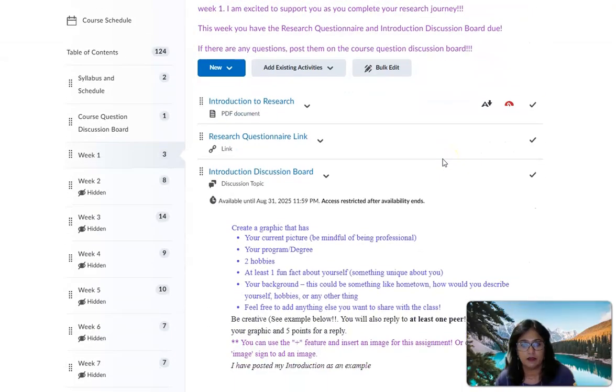So what do we have this week? This week we have the research questionnaire and the introduction discussion board. So these are the two things that are due. Please read this Introduction to Research. If you have any questions, whether about the assignments or anything else, please do not hesitate to post it on the course question discussion board.